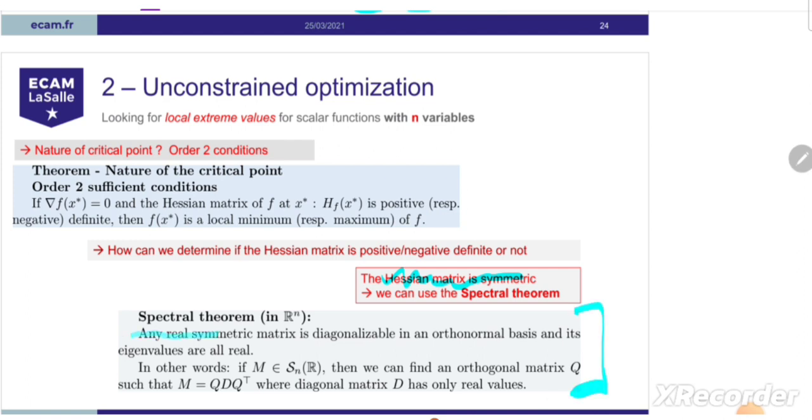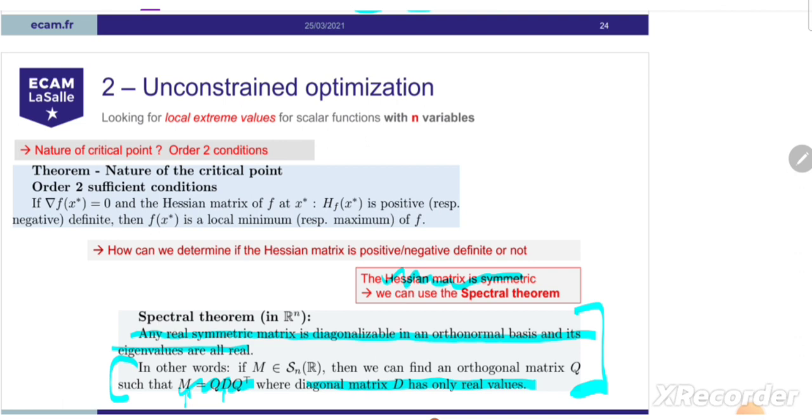So that's the spectral theorem: any real symmetric matrix is diagonalizable in an orthonormal basis, and its eigenvalues are all real. So what does it mean? The fact that it is diagonalizable in an orthonormal basis means I can write this. I can find a basis of eigenvectors that go in my matrix Q, such that I can write my matrix M as Q D Q transpose, and the diagonal matrix D only has real values. So that's a very powerful theorem.